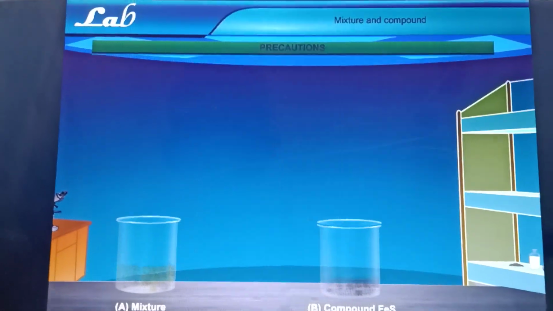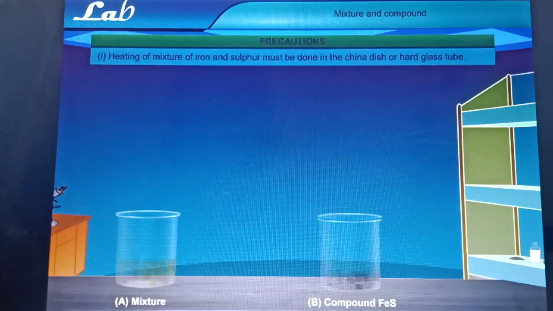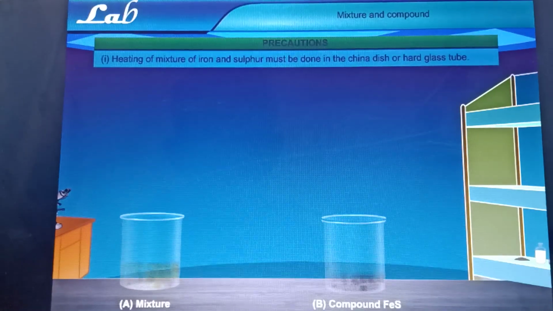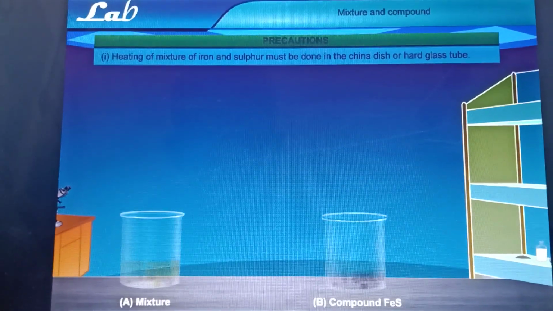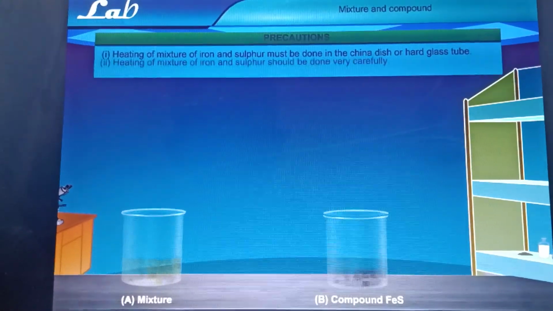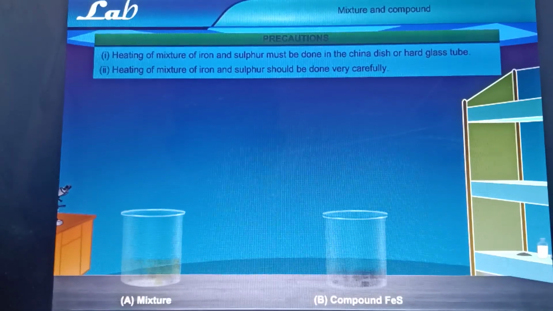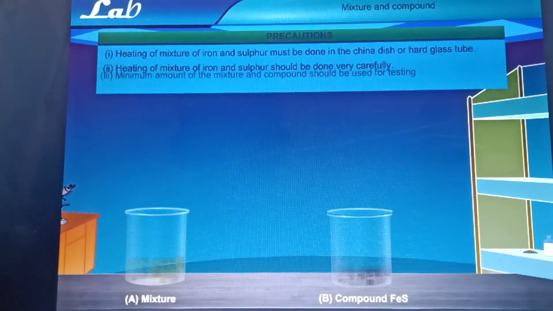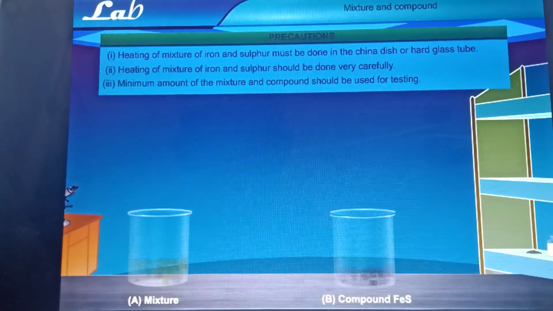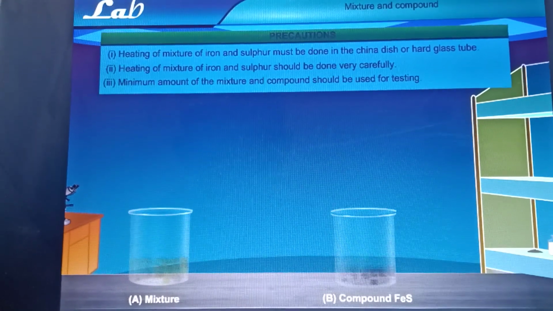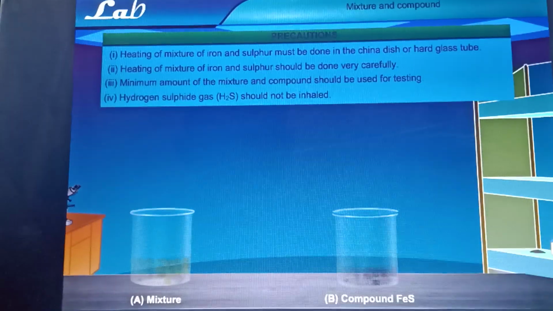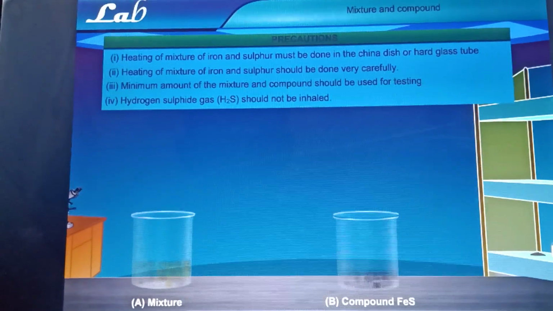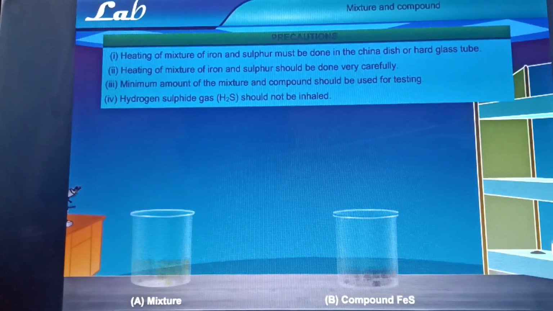Precautions: 1. Heating of mixture of iron and sulfur must be done in the china dish or hard glass tube. 2. Heating of mixture of iron and sulfur should be done very carefully. 3. Minimum amount of the mixture and compound should be used for testing. 4. Hydrogen sulfide gas should not be inhaled.